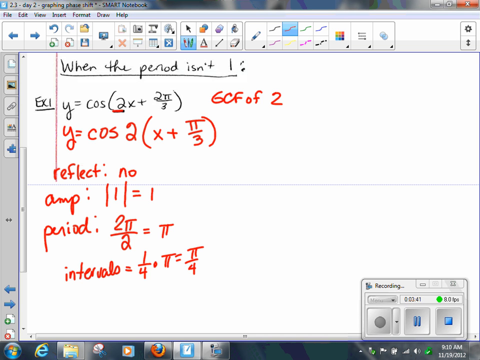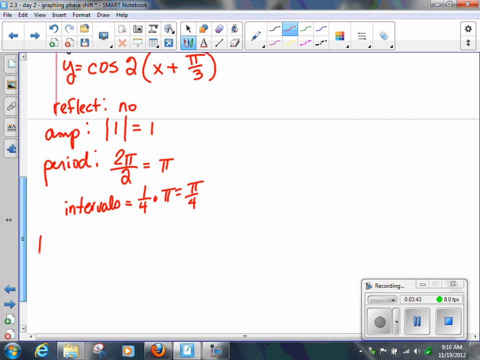Does this have a phase shift? Just going right into order of the function. It's plus pi over 3, so that means it's going to move left pi over 3 units. And then is there a vertical shift? How do you know? There's nothing added or subtracted at the very end of the function. Now, it's cosine, so where's the oscillation line?